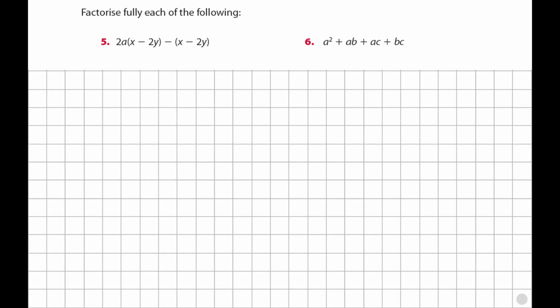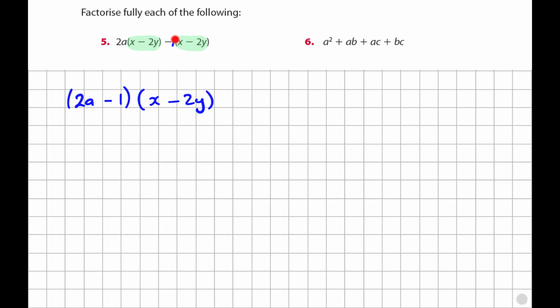So for question 5, let's quickly get that done. We can see here that we've got x minus 2y and we've got x minus 2y. So if I was going to factorize that, I could say that I have 2a minus 1, because this here represents 1, okay, multiplied by x minus 2y.